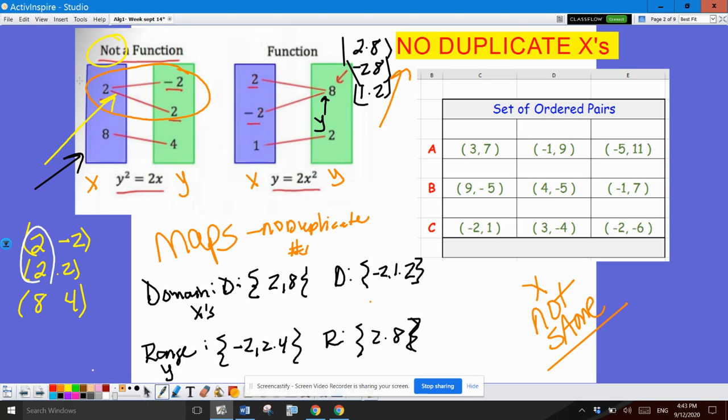Okay, let's take a look at this table over here. Let's decide, is A a function, yes or no? Is B a function, yes or no? Is C a function, yes or no? So take a minute, hit pause, and think about it. Is A a function? Is B a function? Is C a function? If they are, tell me why. And if they aren't, tell me why.